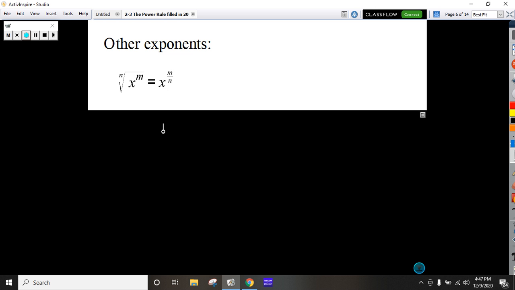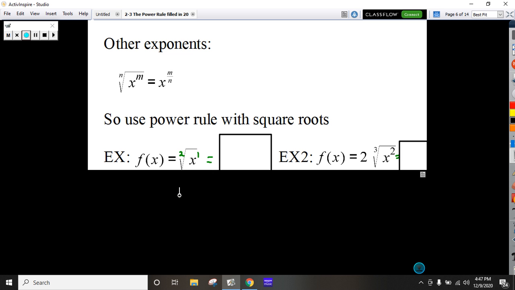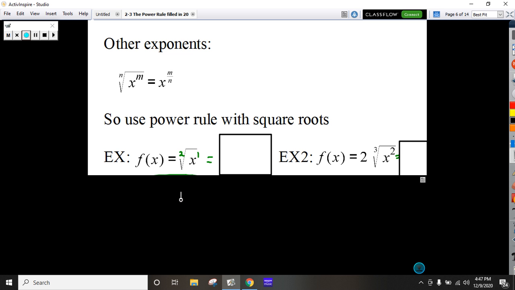So what we can do is use the power rule with square roots or any type of root. We rewrite the equation into exponential form, and then we can use the power rule. So take the exponent times the number in front, and subtract 1 from that exponent. Here, I kind of already jotted stuff in because, like I said, my board wasn't quite working, so you can kind of see it.